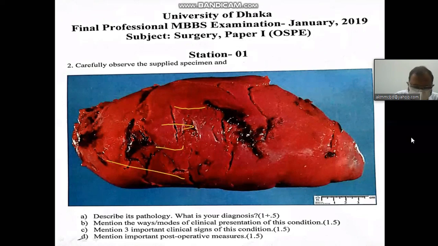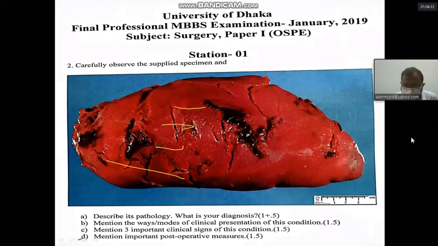Mention important measures. What are the post-operative measures you have to see for this patient? Because this patient will go for emergency laparotomy to remove the spleen, as there is ruptured spleen. You cannot save the spleen. You have to remove this spleen. Yes, sir. And after the operation, there are several post-operative measures you have to take. What are those? Sir, vaccination.